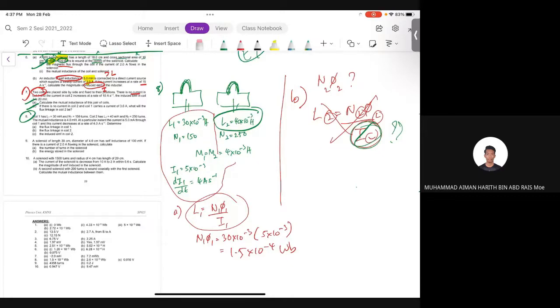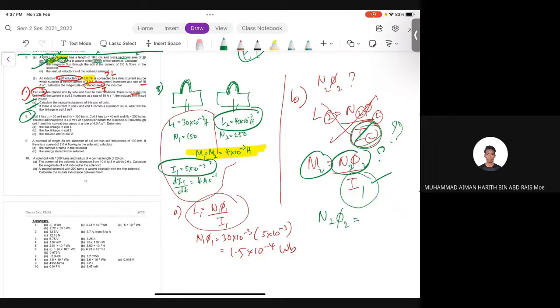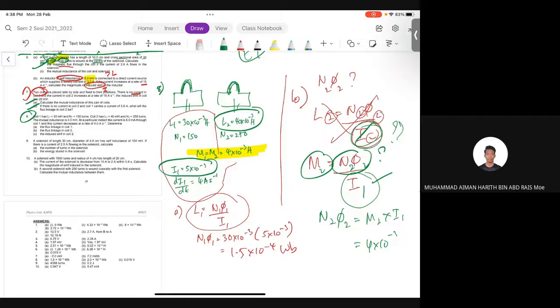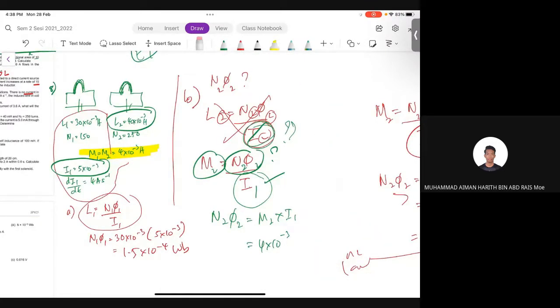So saya akan pakai mutual inductance M equals to Nφ over I. I want to find Nφ2, tapi I mesti I satu. Sebab when we talking about mutual inductance, mesti guna I orang sebelah. So, do we have I1? Yes, kita ada I1. And Phi we want to find, but I don't have M2. But they already give you the M2. Dia dah mention tadi. M2 dengan M1 adalah 4 times 10 power of negative 3. So, saya boleh cari Nφ2 adalah M2 darab I1. So, my M2 is 4 times 10 power of negative 3, and then my I1, saya guna I orang sebelah. So saya akan dapat 5 times 10 power of negative 3.